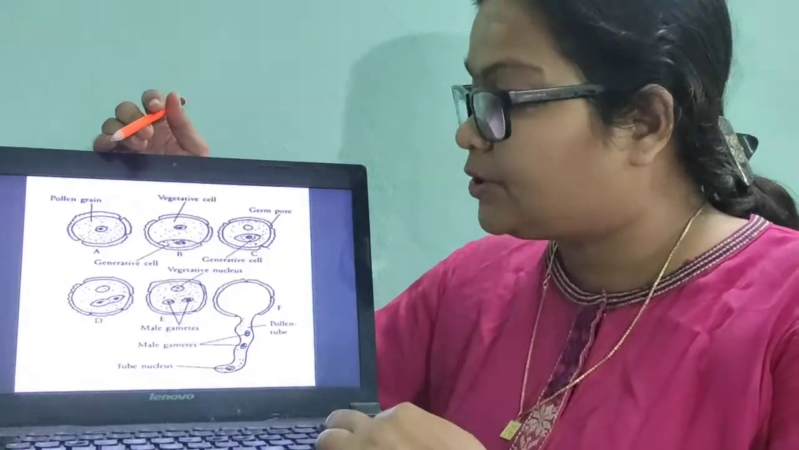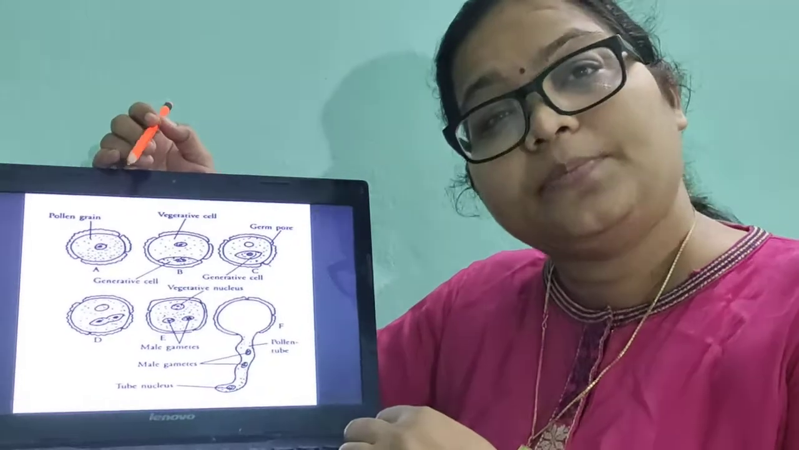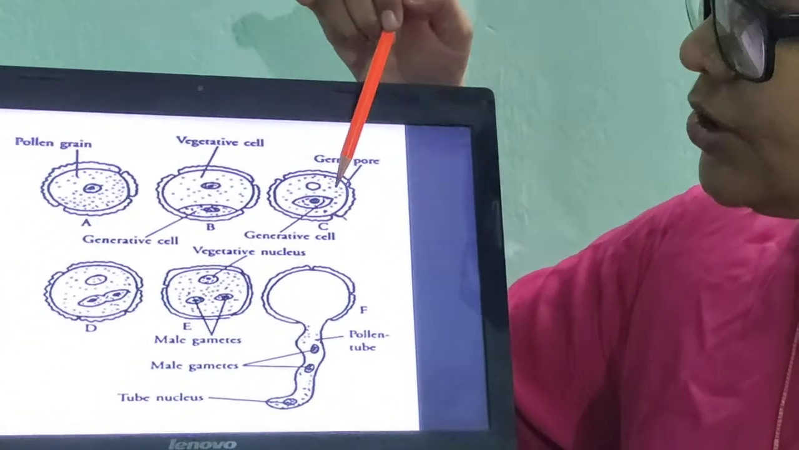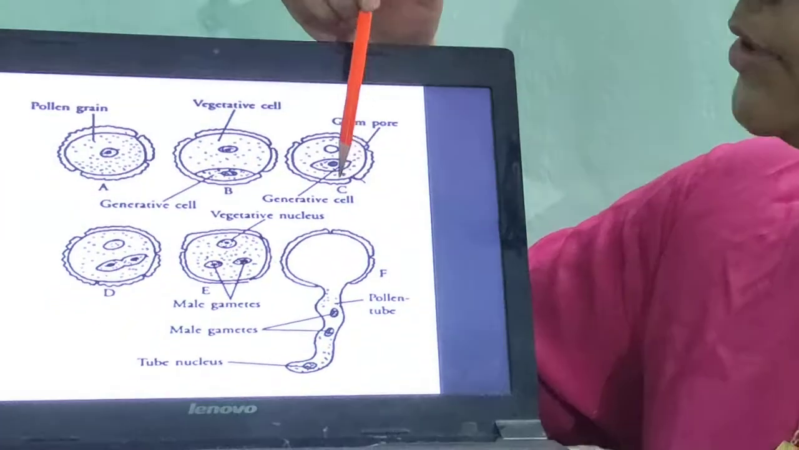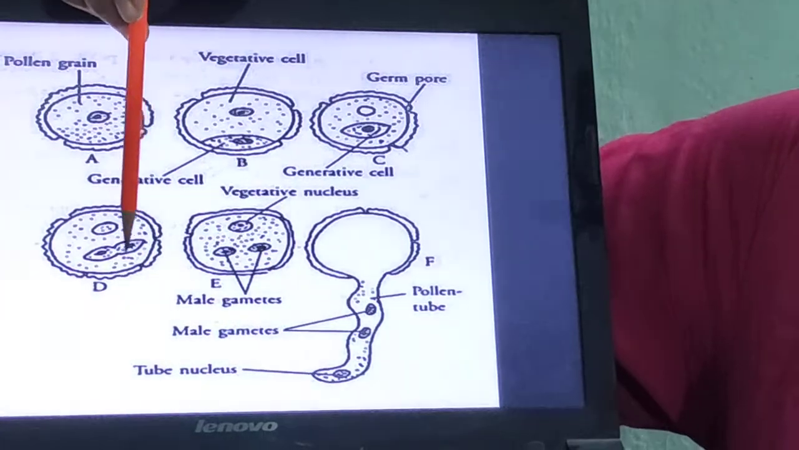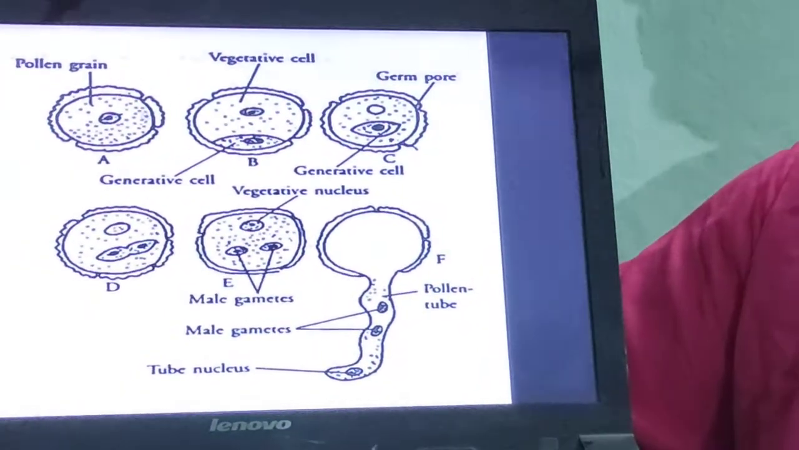But sometimes what happens, in about 40% of angiosperms, this is a two-cell pollen grain. After the formation of the two-cell pollen grain, what happens? The generative cell undergoes mitotic division, right?